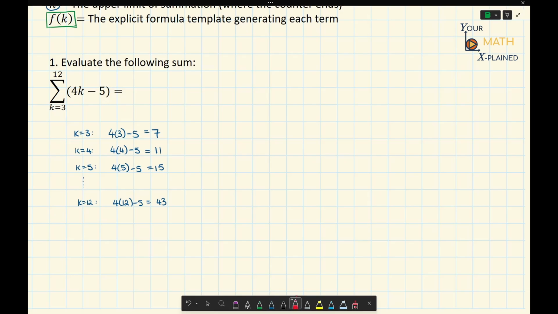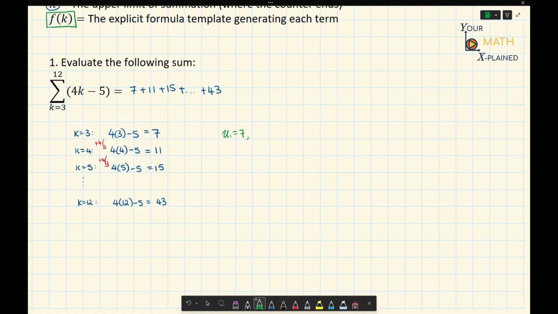So now notice that here the terms form an arithmetic sequence because we go 4 times 3 minus 5, 4 times 4 minus 5, 4 times 5 minus 5. So meaning from one term to the next, we are adding 4 every time. So this here is equal to 7 plus 11 plus 15 plus ... all the way until 43. And we can calculate that using our arithmetic series formula. We have our first term, u sub 1, is equal to 7.